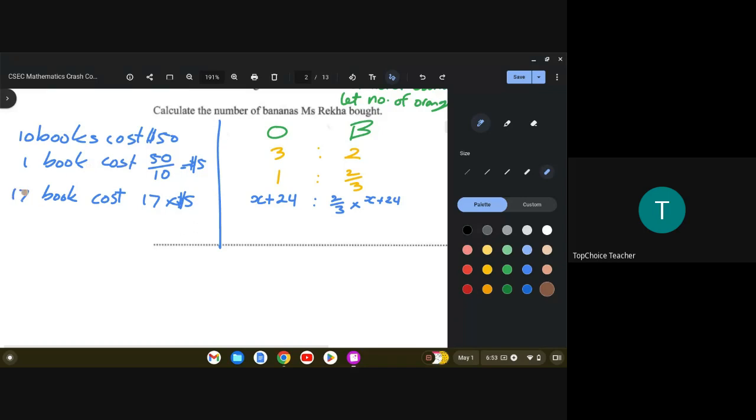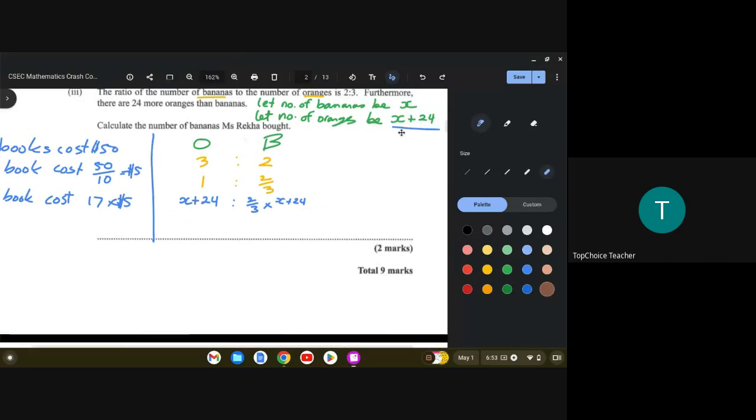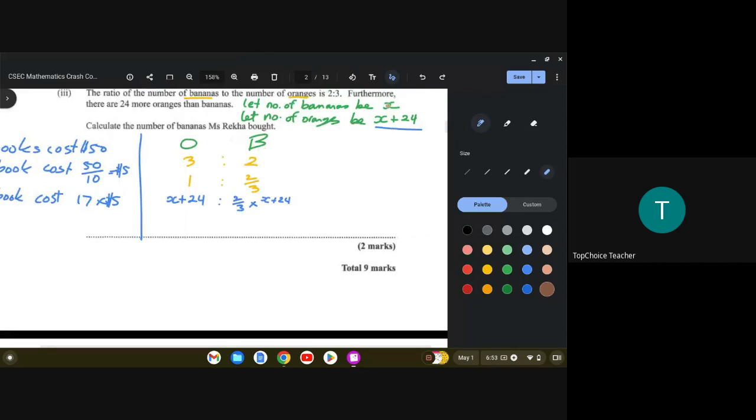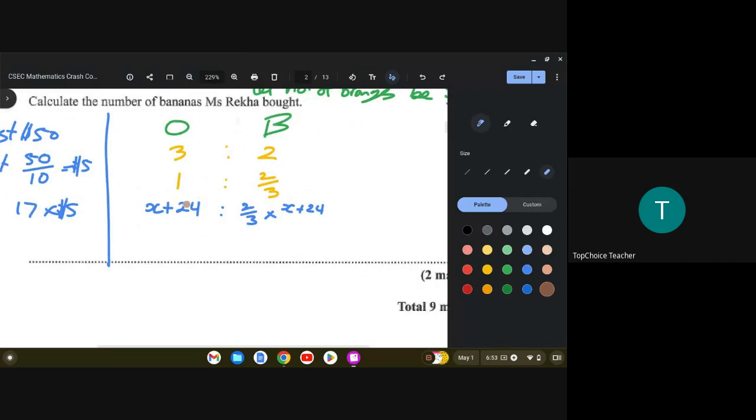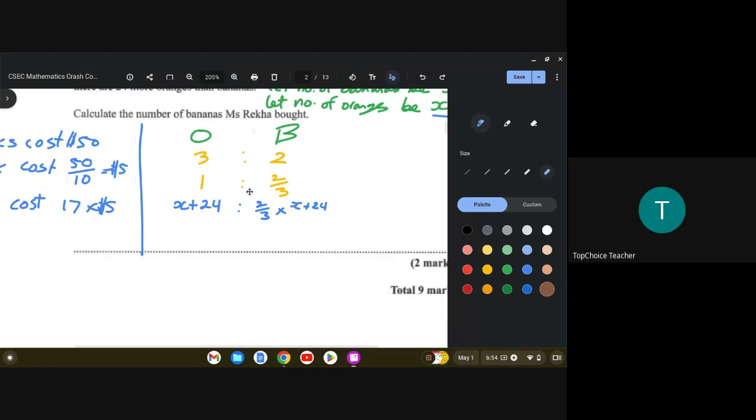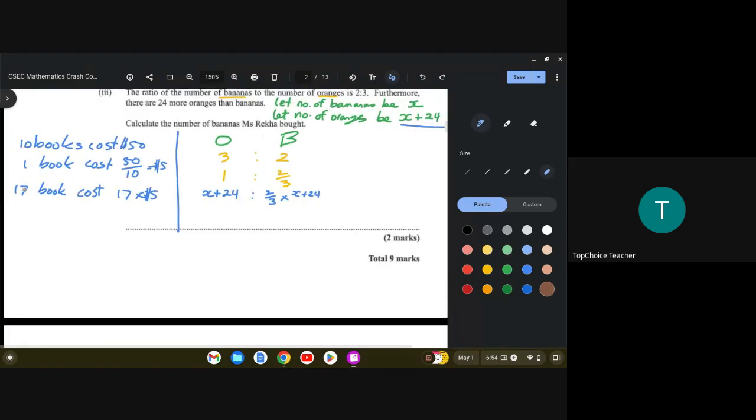So let's move on. How do we find the cost for 17 books? Because we know for 1, to find for 17, you multiply by the cost of 1. So we know here the number of oranges she actually bought was x plus 24. That is what we know. To find the number of bananas she bought, we need to multiply the x plus 24 by the 2/3, the same way we had multiplied the 17 by the 5.